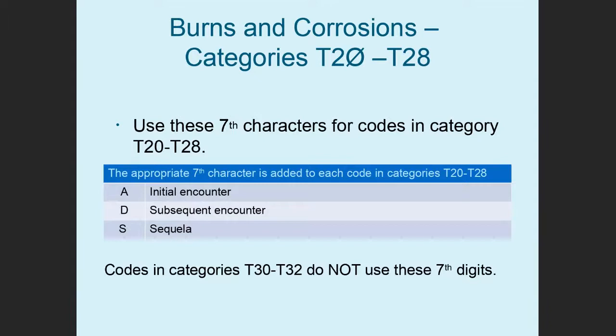Categories T20 through T28 require these 7 digits. An A for initial encounter when the burn or corrosion is under active treatment. When the provider is giving follow-up care or checking a healing wound, you use a 7th digit D. A sequela is used when the burn has healed, but there is a residual condition such as scar. Note that codes in categories T30 to T32 do not use these 7th digits.